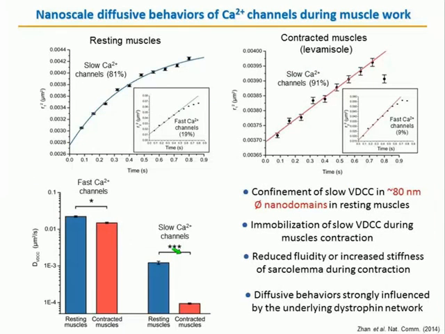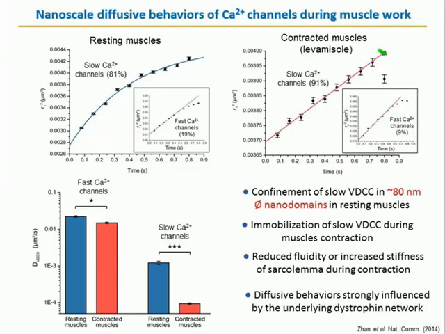So to go back into a little more detail on the diffusion properties of these channels in normal and dystrophic muscles or contracted muscles, you can see that, as I just mentioned before, these channels tend to be confined. 80% of the channels tend to be confined in 80 nanometer nanodomains. The fast channels themselves diffuse much faster.